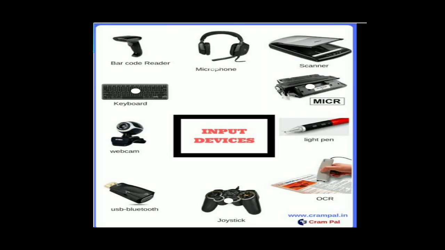So the first one is input devices. Input devices are the devices which are used to provide input to the system. The very basic one is a keyboard. Next is a mouse. Then there is a barcode reader, a microphone, and a joystick. Then light pen, MICR, scanner, and OCR. OCR means optical character reader. A scanner scans documents in the form of images or docs.